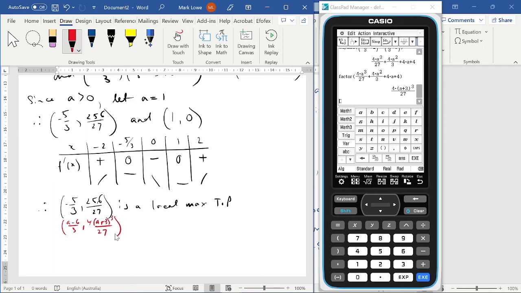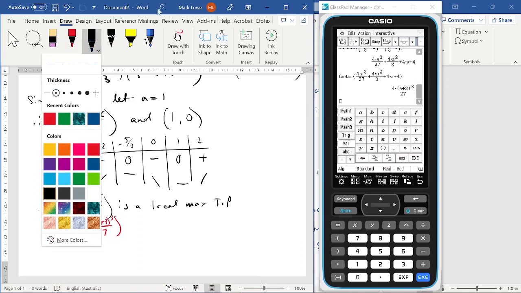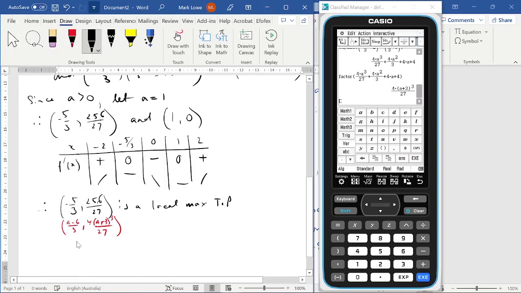Okay, so our point, negative 5/3, 256/27, is a local maximum, which means that in terms of our variable a, that corresponds to that point, a minus 6/3, etc. So that's our local maximum, and the other one, which is 1, 0, which corresponds to a equals 0, is a local minimum turning point.